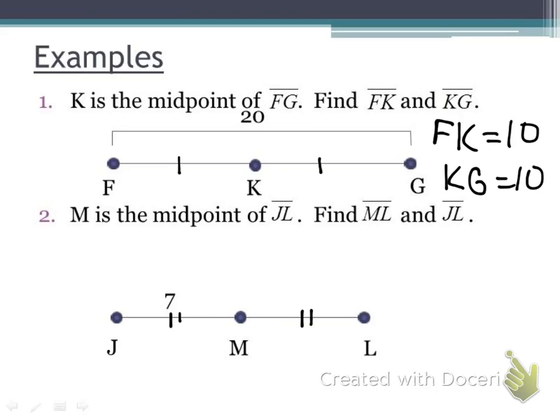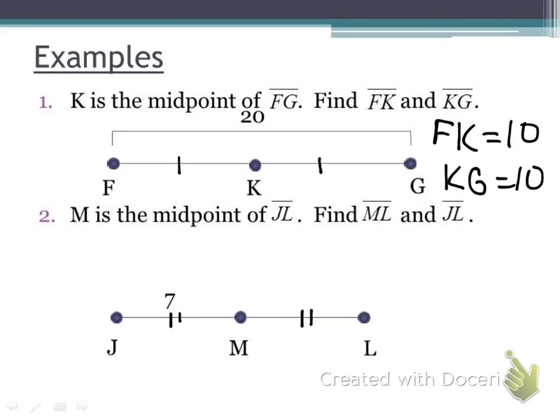Now, anytime you're talking about a measure, you'll notice that you don't need the segment symbol above it, so you can just say FK equals 10 and KG equals 10. You don't need the line over it. If you put it, it wouldn't be a big deal, but typically when you're talking about measurements, they drop the segment symbol. So it asks us to find both, so make sure you label them, which one you're talking about, and how long they are. Any questions on number 1?